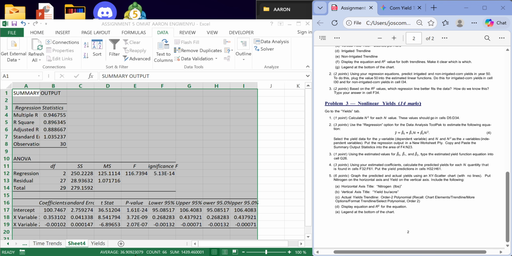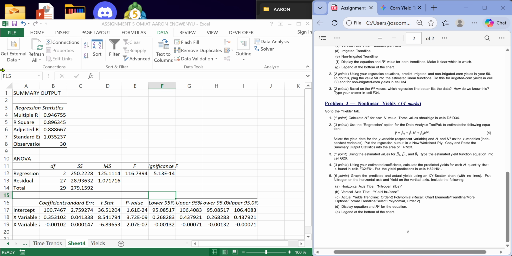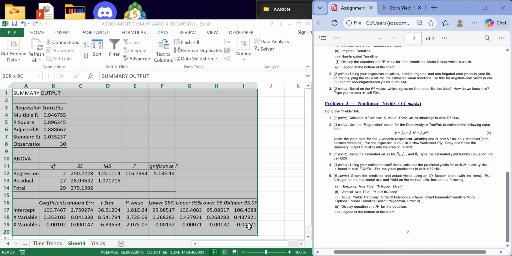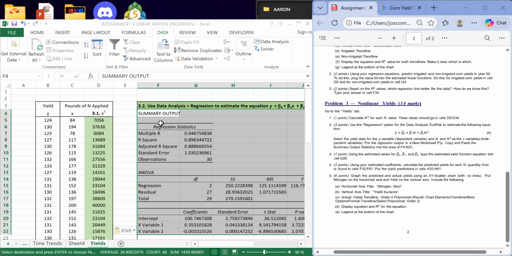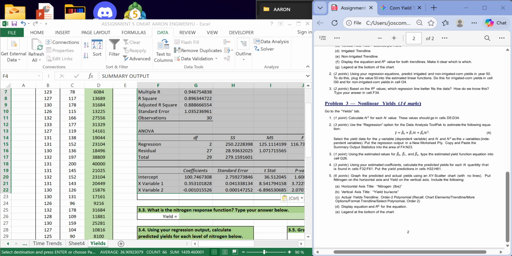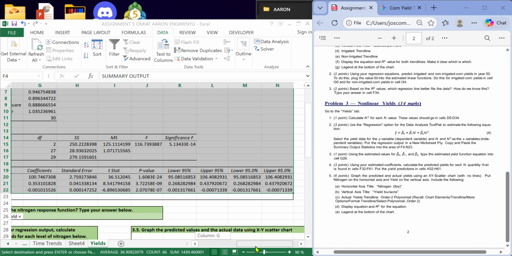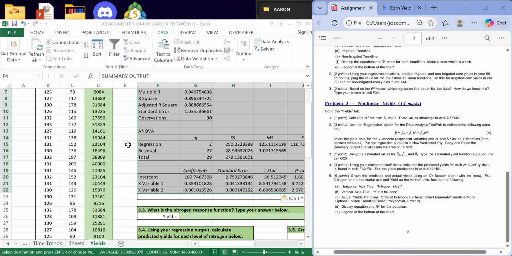We expect a new worksheet. Yes, it has come. And we shall come and copy this. Control C. Come back to our yield sheet. Was it yield? Yes, yield. And paste it here. Control V. There we have it, perfectly entered. Does it all fit? Yes, well done.